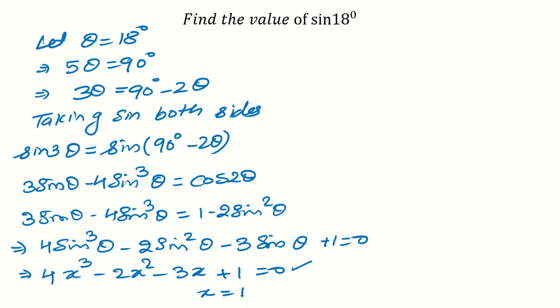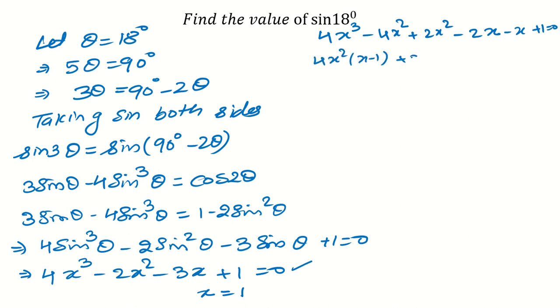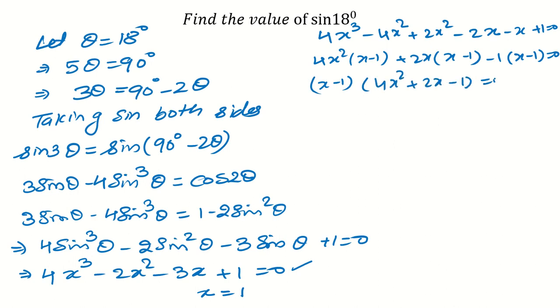It means by the factor theorem and remainder theorem, you can say x minus 1 will be a factor of this polynomial. So make it a factor. It will become 4x cube minus 4x square plus 2x square minus 2x minus x plus 1 equals 0. So 4x square common, x minus 1, plus 2x common, x minus 1, minus 1 common, x minus 1 equals 0. x minus 1 times 4x square plus 2x minus 1 is equal to 0.